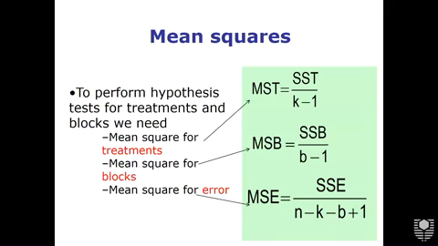But for MSE, which is the most complex one, no need to remember. And SST, SSE, and SSB, no need to remember. But we need to remember MST, MSB, MSE. We need to remember that because this one will help us to find F, right? Which is the critical value from table number 6.